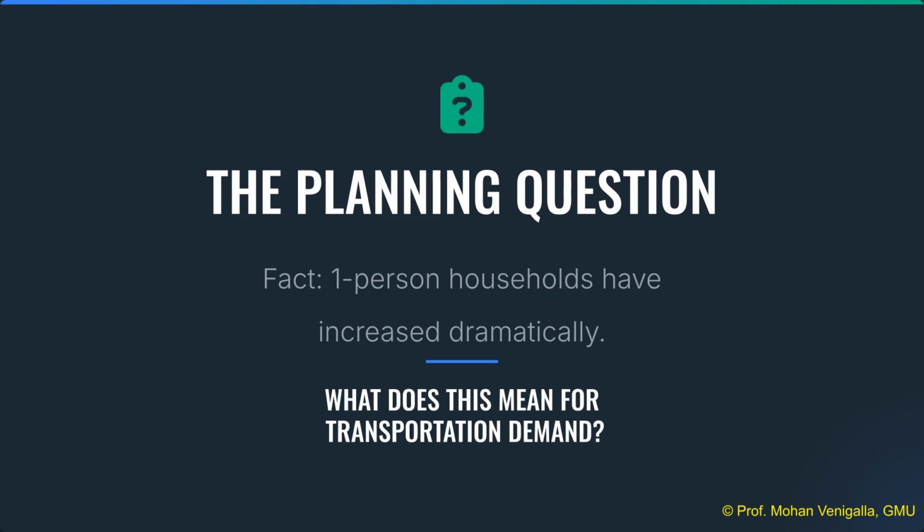This forces us to ask the central planning question. What is the fundamental impact of this increase on our future transportation network? We are solving for a doubled number of potential, quote, trip-making units for the same population size.